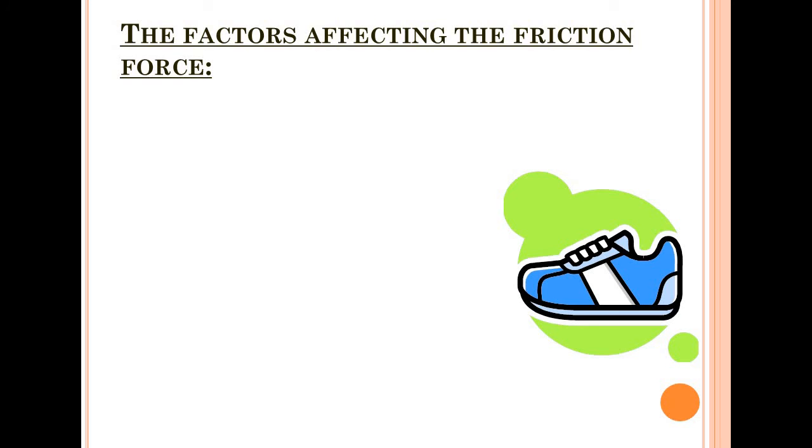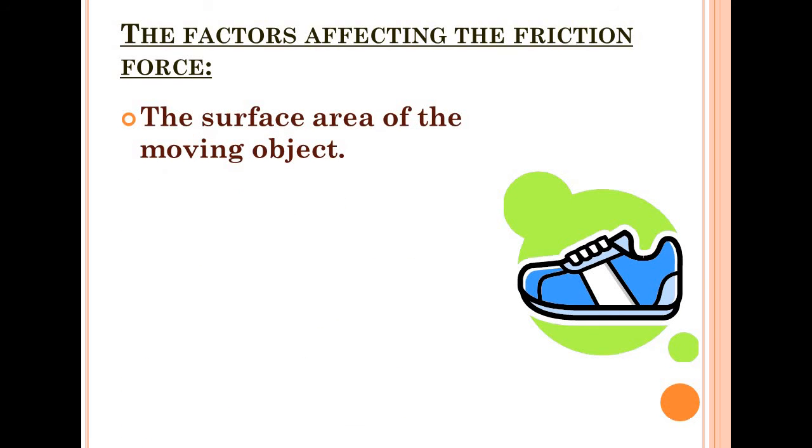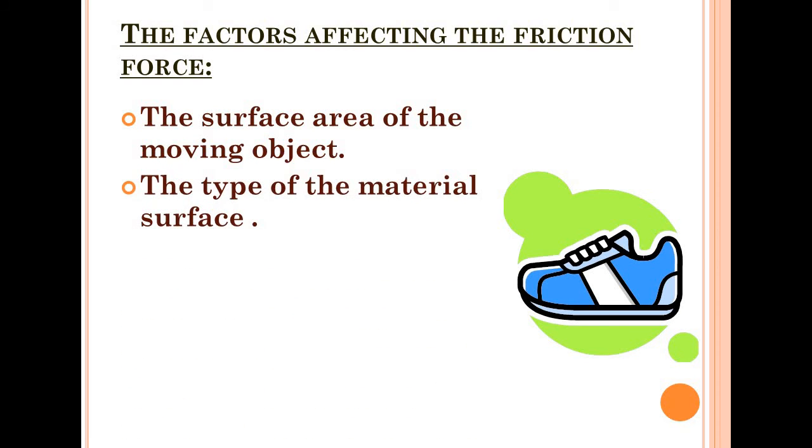There are factors that affect the friction force. There are three factors that affect the friction force, which are the surface area of moving objects. Yeah, as surface area increases, friction force increases. Also, the type of material surface, whether it's a rough surface or smooth surface, and also the speed of the body. So how many factors? Surface area, type of material surface, and speed of the body.